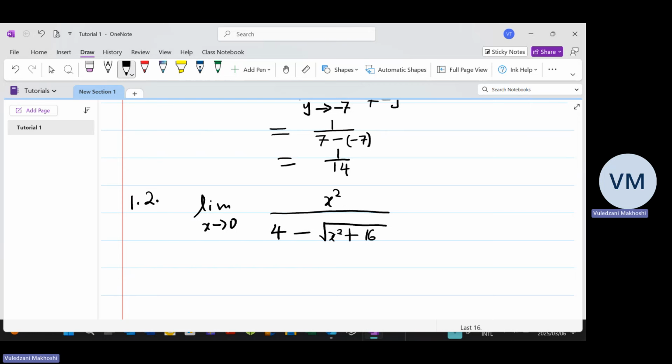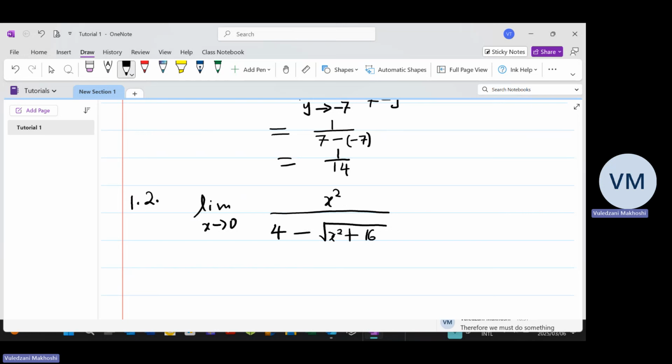Then again, the first thing is to check whether 0 is in the domain of our function or not. Because if it is in the domain of this function, then we'll be able to do direct substitution and get the answer. But we realize that 0 is not in the domain of this function, because if x is equal to 0, then we will have 4 minus square root of 16, which is 4 minus 4, which is 0. And then in the numerator, we also have a 0. Therefore, we must do something.